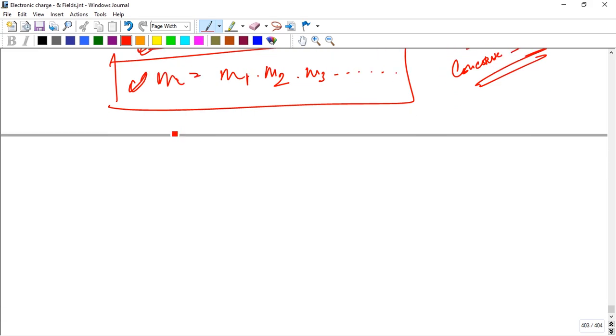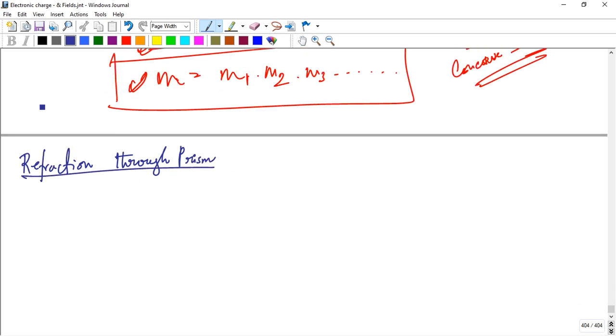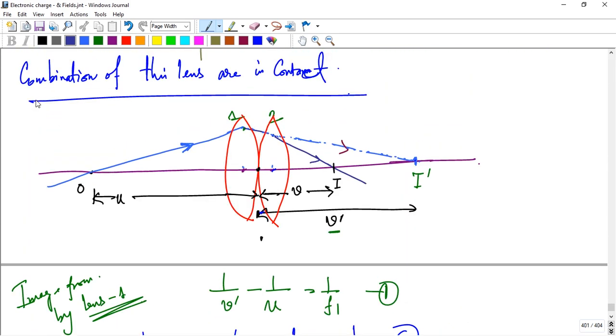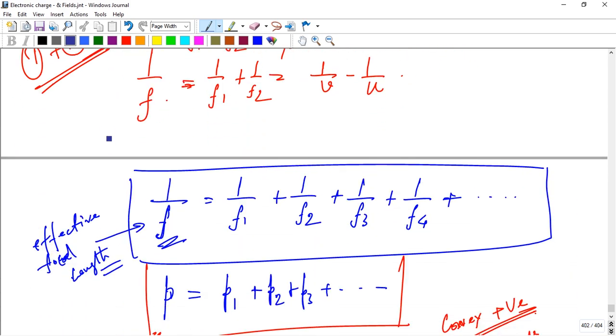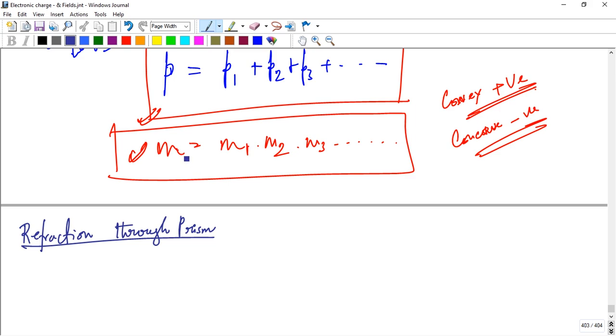Okay. Now we discuss refraction through a prism. Now the important concept is refraction through a prism. Okay, I think that is clear. The thin lens formula: if two thin lenses are in contact, what will happen? The effective focal length is added, but actually as reciprocals. The power normally should be added, and magnification should be multiplied here.